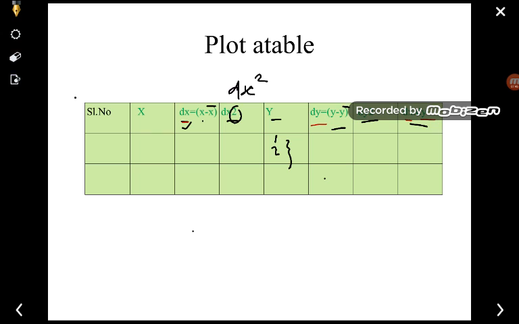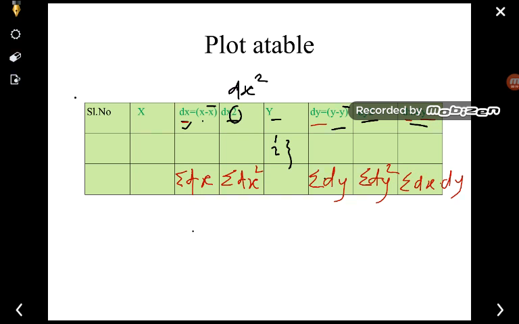Now, for all these things, we have to add all the dx. So here there will be the summation of dx and this will be the summation of dx square. Similarly, this will be the summation of dy and this is the summation of dy square. And this is the summation of dx into dy. Now we have to put these inside the formula.